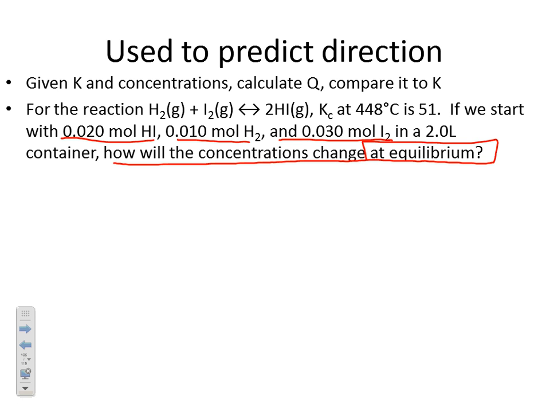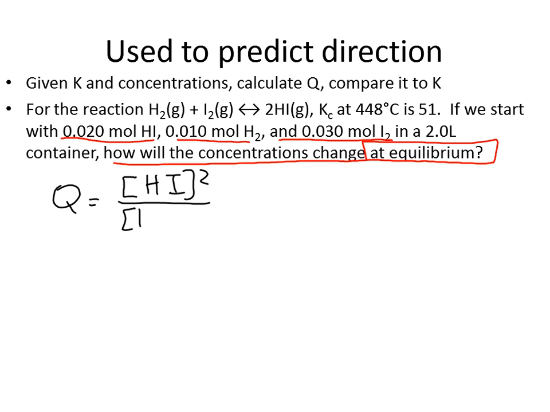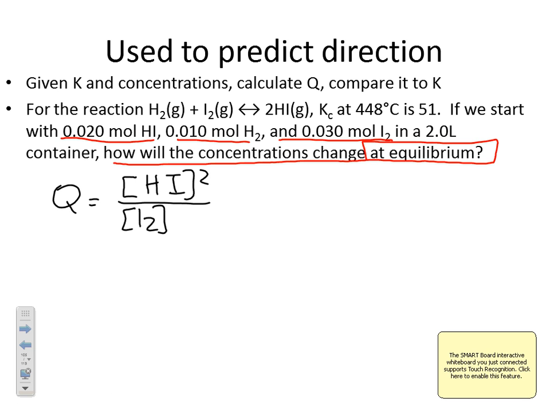Now we already have the reaction written, so I'm going to go to the expression then. The Q expression for this reaction is the concentration of HI squared over the concentration of H2 to the first times the concentration of I2 to the first. My smartboard's having a moment. Now notice they gave us moles and liters. We do need concentration here, so I'm not going to take the mole values and plug them directly in. I am going to convert moles into molarity first and then plug it in. So this is I2 times H2.